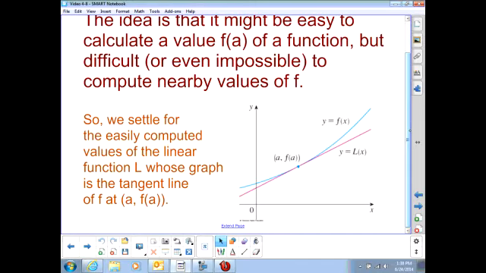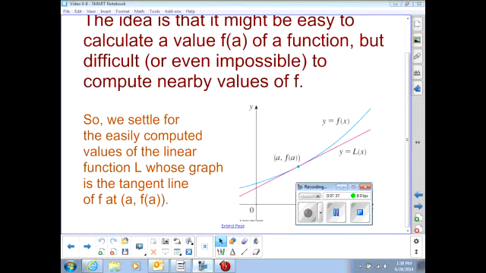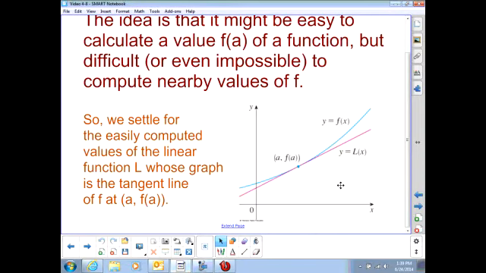So the idea of this is that sometimes you might not be able to find other y values near a given point. At one point it might be easy, but really close to it might be kind of hard. So you might not be able to find those y values given your curve. But if you know the tangent line, you can use your tangent line to at least approximate those y values. So we will try and find the linear approximation of a curve to help find y values that are nearby y values that we already know.